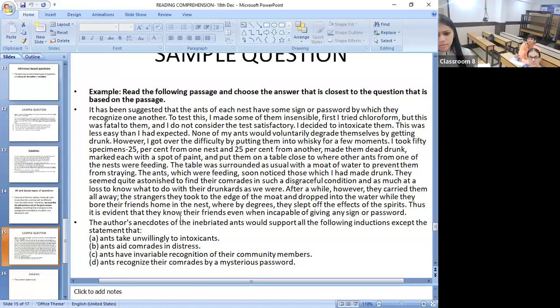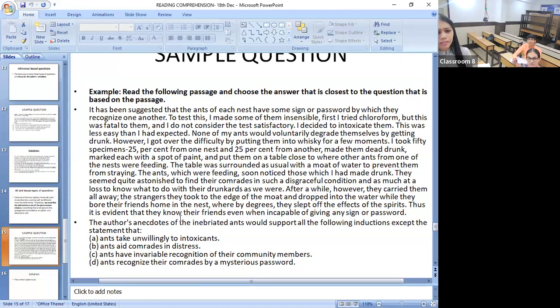But then that talks about option C, that they can recognize their members even without a password. They can give a password, but even without it, they can recognize each other. But my dear, how is it A?